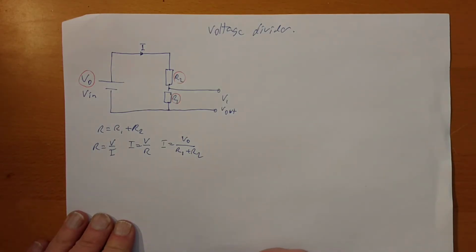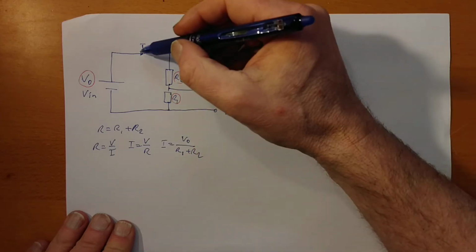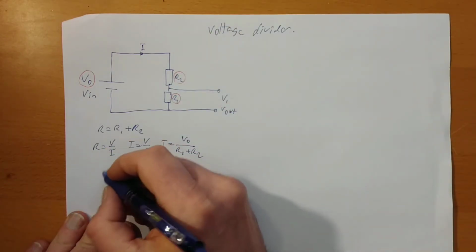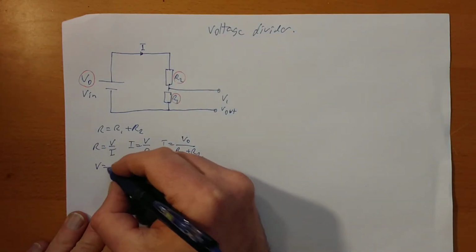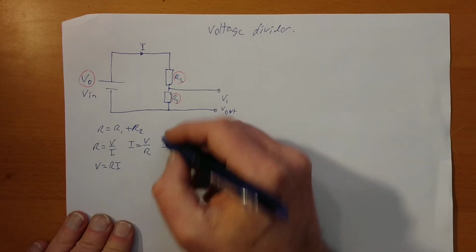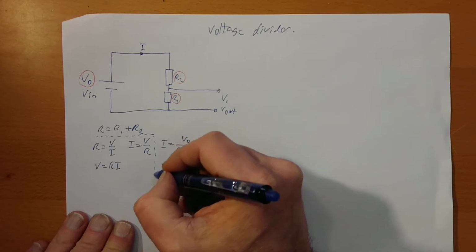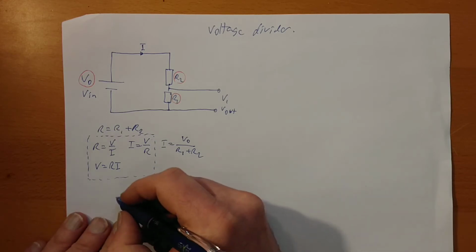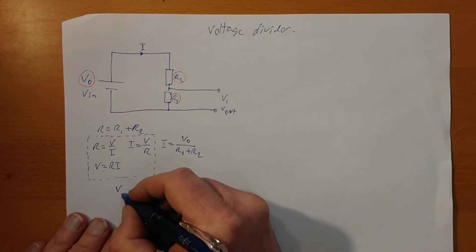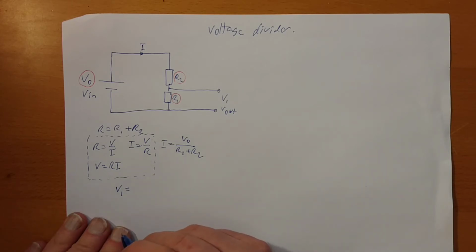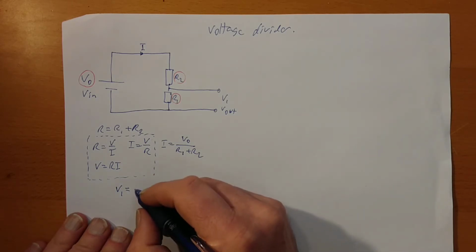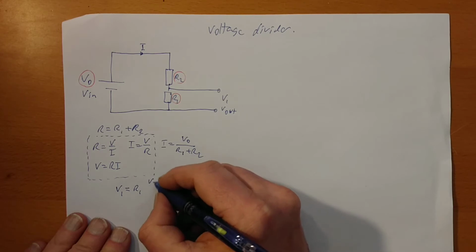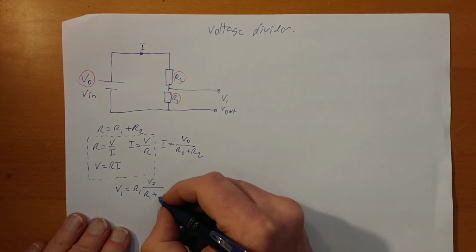And now when we know the current going through this R1, we can calculate the voltage drop over that one. So, of course, we take our formula again: the voltage equals R times I. This is basically all the forms we have of Ohm's law. We now use this one. And we can see that our voltage out, say V1, equals the resistance over this one, that is R1, times the current, that is V0 over R1 plus R2.